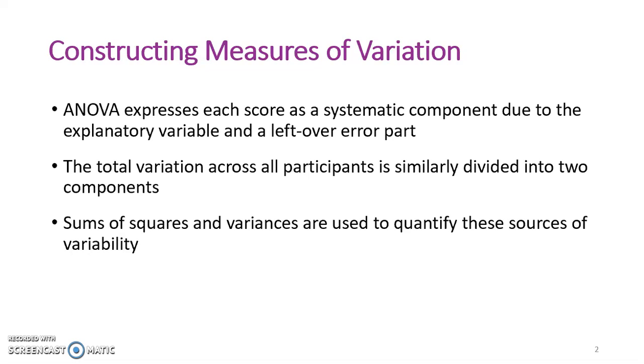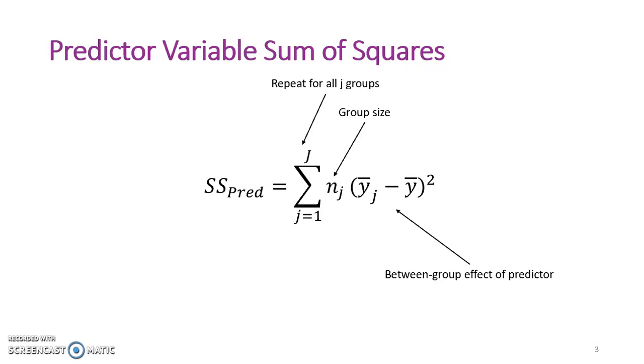And in the same way as we did with regression, in ANOVA, we're going to use sums of squares and variances to quantify these sources of variability. So this is the formula for the predictor variable sum of squares. This is essentially to say that we sum all of the scores for a group size n, right? In this example, we have 5 people for a group, that would be 5. And then we take the square of the difference between the overall mean and the group mean. And that's the between group effect of the predictor. So this is the sum of squares for the predictor. This is analogous to the regression sum of squares, but with a categorical predictor, we calculate it differently than we would for a continuous predictor.